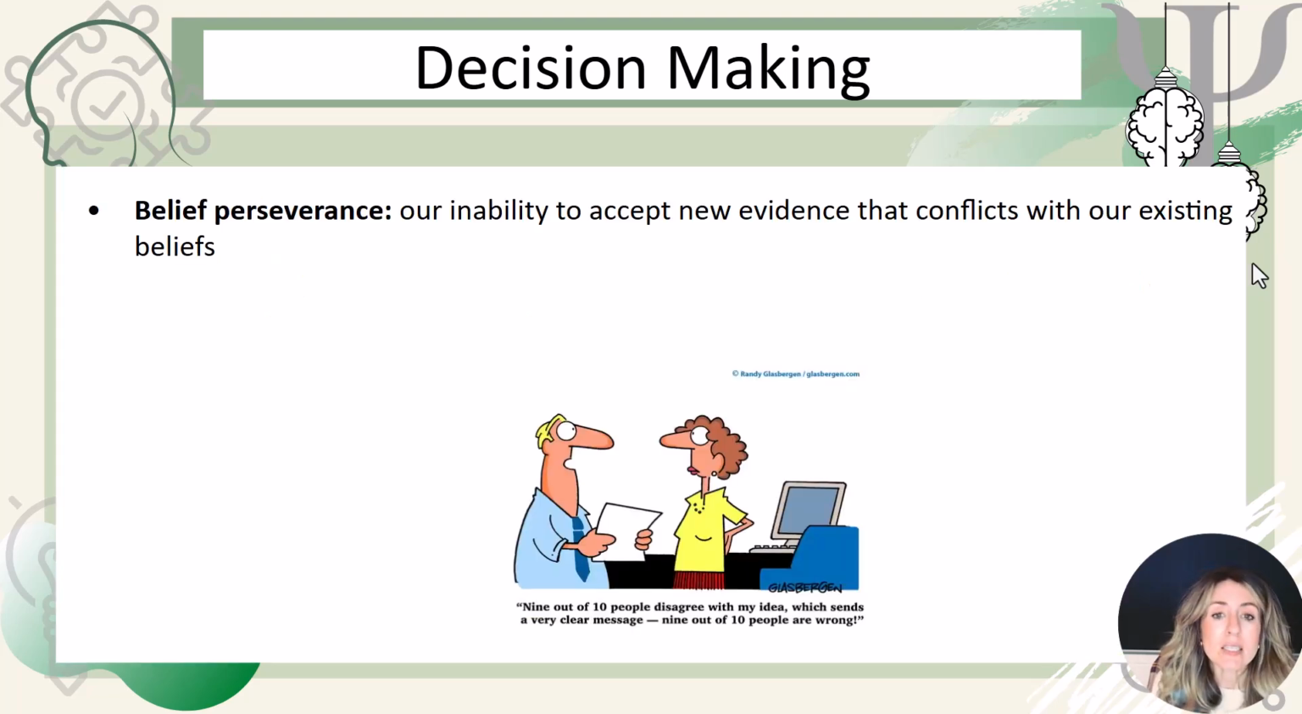Belief perseverance is our inability to accept new evidence that conflicts with our existing beliefs. So you have a belief, right? And you read some stuff about it, and maybe you found some evidence to support your belief. But then you find new evidence that contradicts your belief. And what happens is most people just stick with the original belief. An example of this is vaccines causing autism.